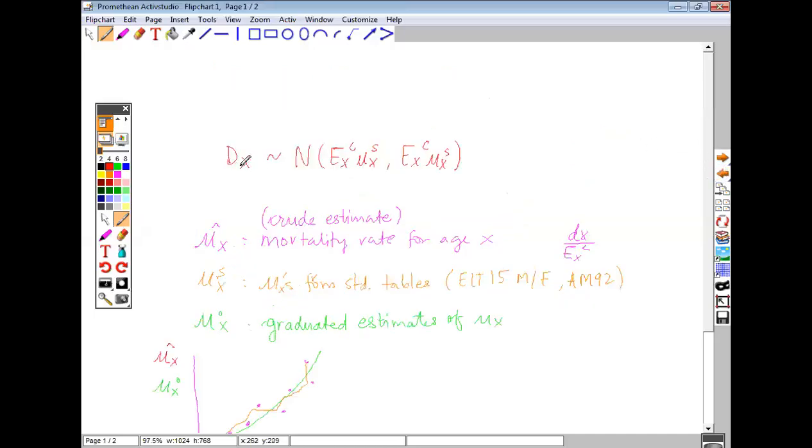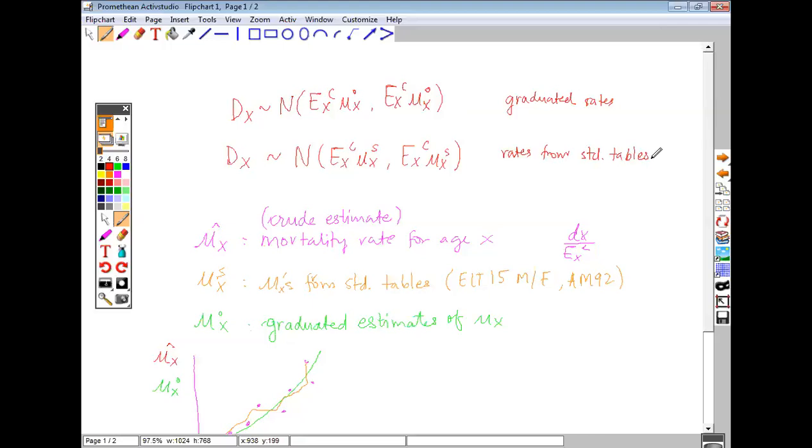Now, in the previous case, we saw that my d_x follows such and such distribution. But let's say I want to compare my crude estimates not with the standardized tables, but with the graduated rates. Then I will only make one small change here. Instead of mu_x^s, I will just have mu_x with a circle, to represent the graduated rates. So really not much of a difference between these. There will be a circle over there. This is for graduated rates, and this is for rates from standardized tables. So this is what we will observe.